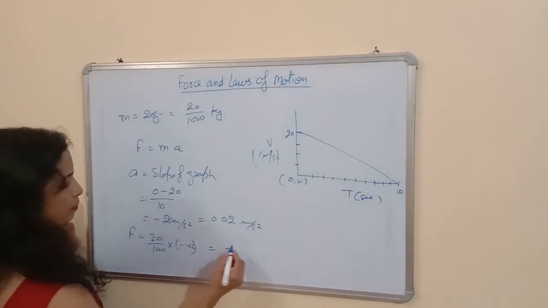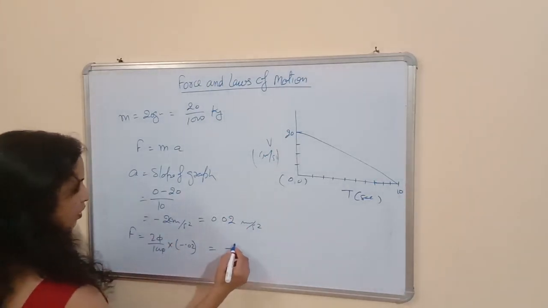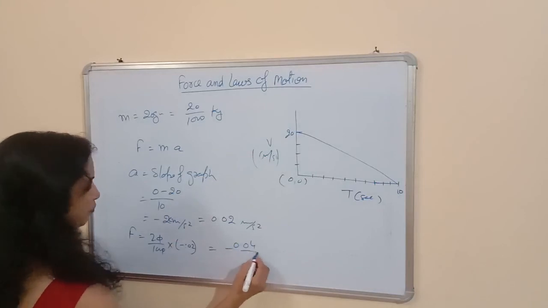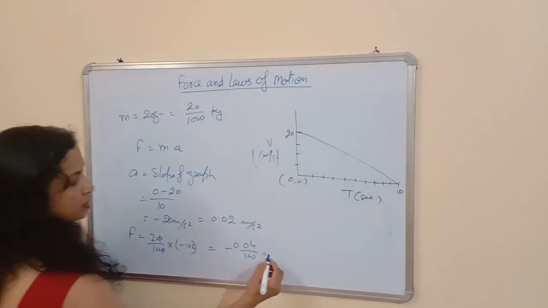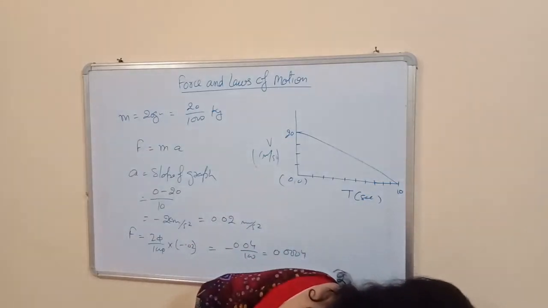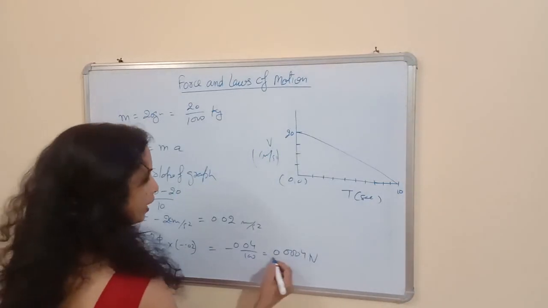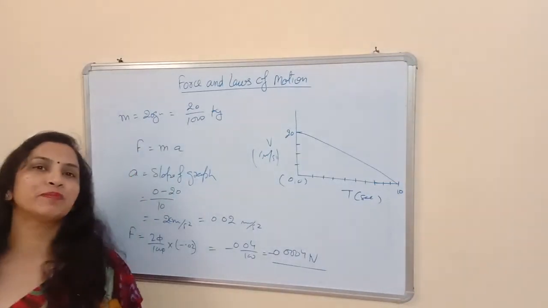So by multiplying it, we will get 0.04 upon 100, which means 0.0004. Okay, let me check my answer. Yes, 0.0004 Newton. So the negative sign shows that the force is applied in the opposite direction of the motion of the body.